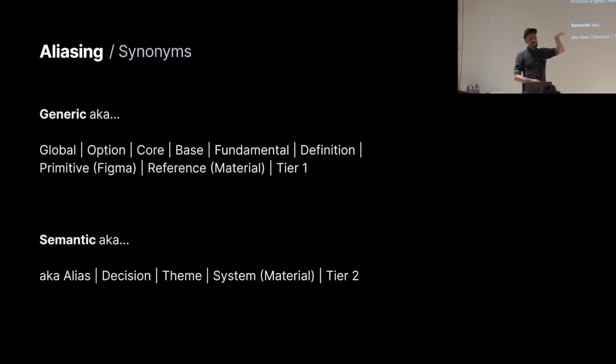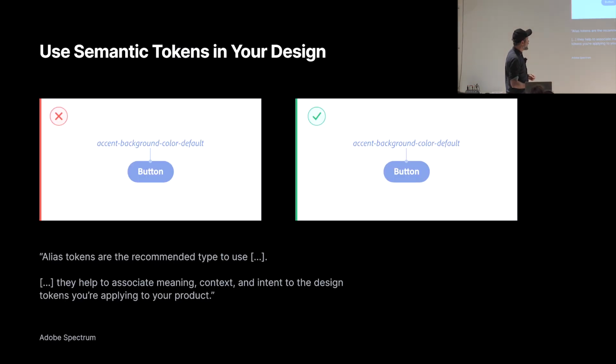So when I say generic token, I mean the first level, all your options, and when I say semantic tokens, I mean actually the tokens that provide semantic meaning and that you will actually use in your code and design as well. And yeah, this is from Adobe Spectrum, and this is important. So actually, you should not use, this is my recommendation, the generic tokens in your design. I will show you why in a moment.